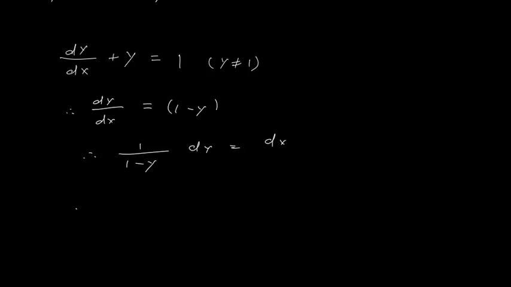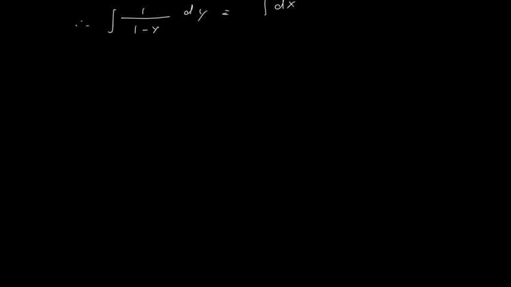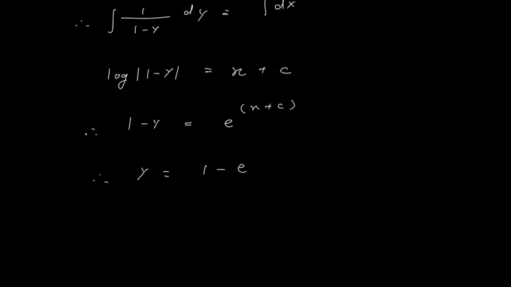Now I will integrate both the sides. So integration of 1 upon 1 minus y dy is equals to integration of dx. Now integration on left side will give me log of 1 minus y is equals to x plus c. Now here I can remove this log. How? I will say that 1 minus y is equals to e power x plus c. Therefore my y will become 1 minus e power x plus c.